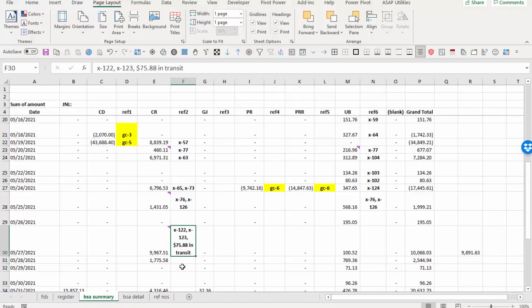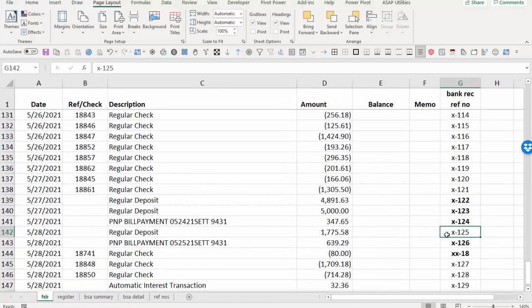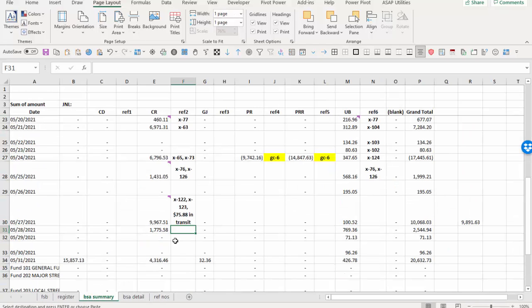And we'll make a note to that effect so that when we compile the May reconciliation, we can show 75.88 in transit. And then the last deposit for the month for online payments was $4,316.46. I don't see that in the bank, so that is also in transit.